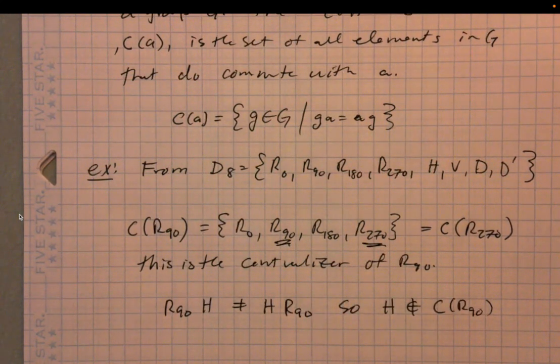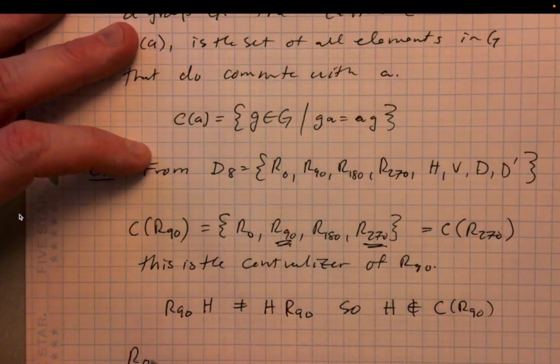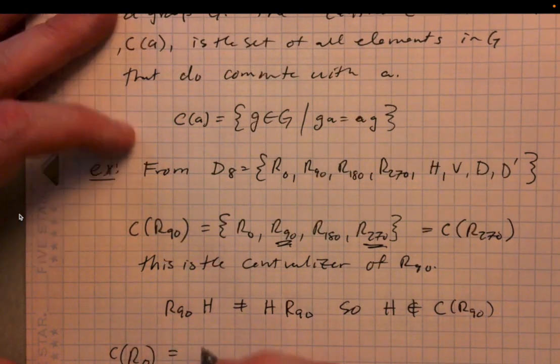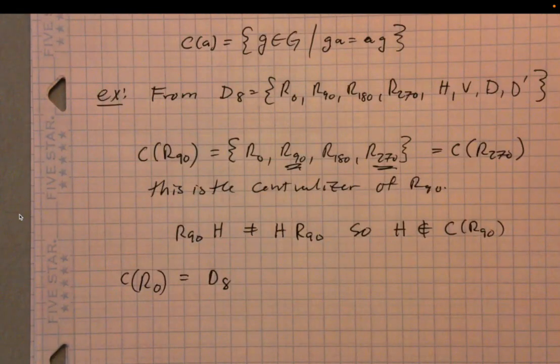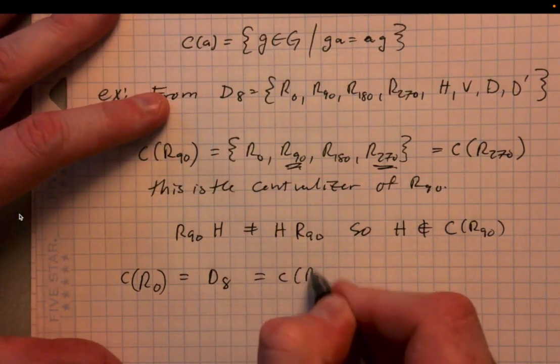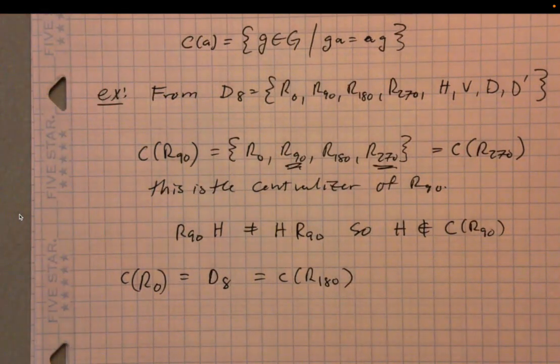Now R0 and R180 are actually different. The centralizer of R0 is the whole set. Everything commutes with R0. R0 is the identity, so that makes sense. But it actually turns out that R180 commutes with everything as well. So the centralizer of the 180-degree rotation also includes every element in D8.